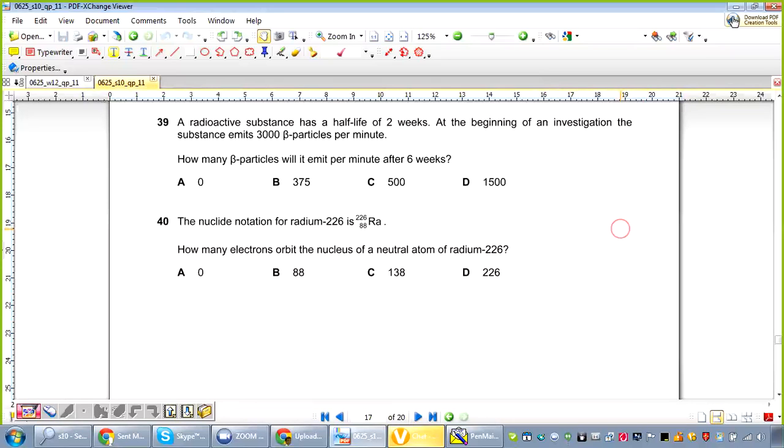49. After the substance has been decaying for 2 weeks, investigation after 6 weeks. 2000.